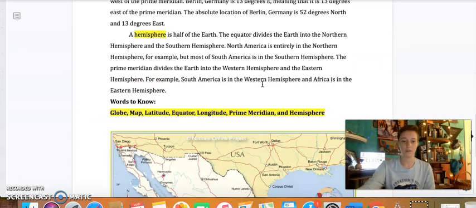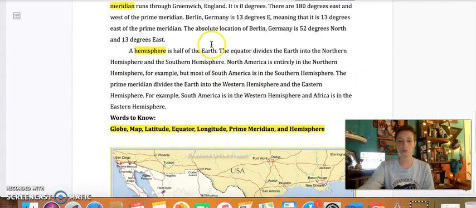So for this example here, Berlin, Germany is 13 degrees east. That means it's 13 degrees east of the prime meridian. So we talked about absolute location in the last video. Absolute location is the GPS coordinates, the exact longitude and latitude. So the absolute location of Berlin, Germany is 52 degrees north and 13 degrees east.